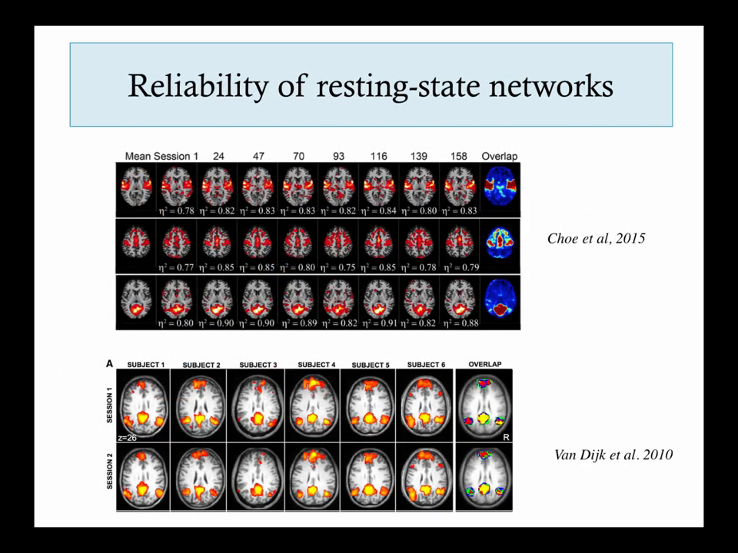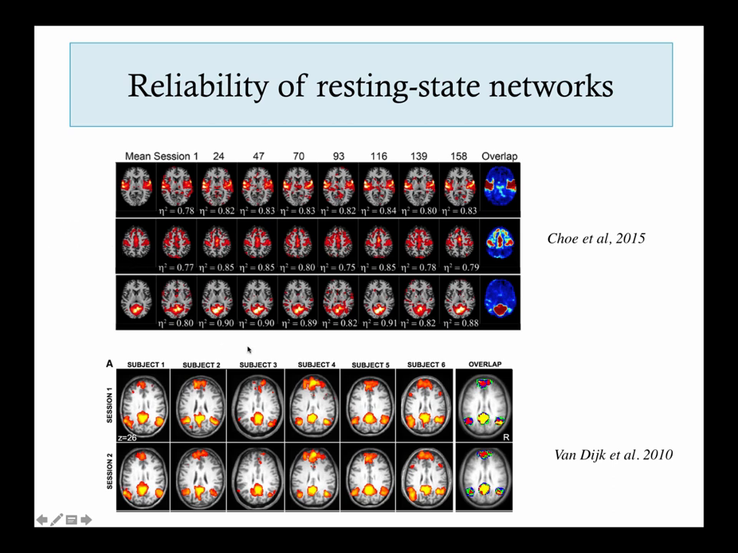So how reliably can we identify these networks from one scan to another or across individuals? Well, generally, this reliability is very high, and you can see that from these example studies. And so in this one, they acquired multiple resting state scans over several different weeks in the same person, and you can see that these three networks reproduce very well across these weeks.